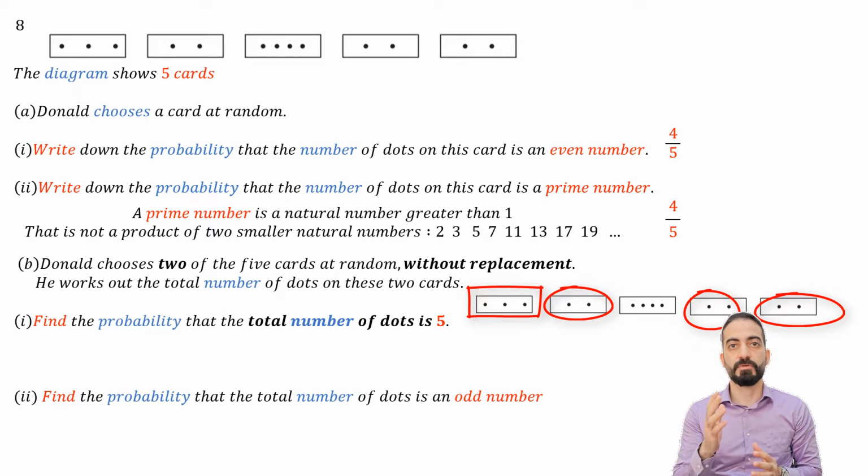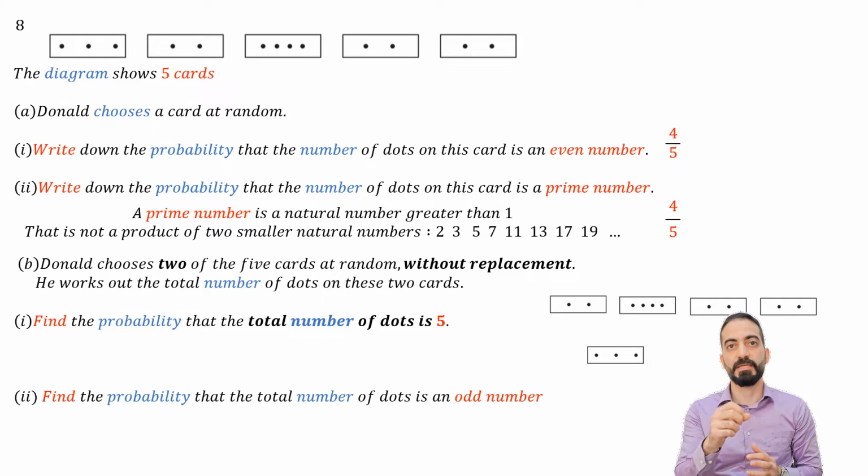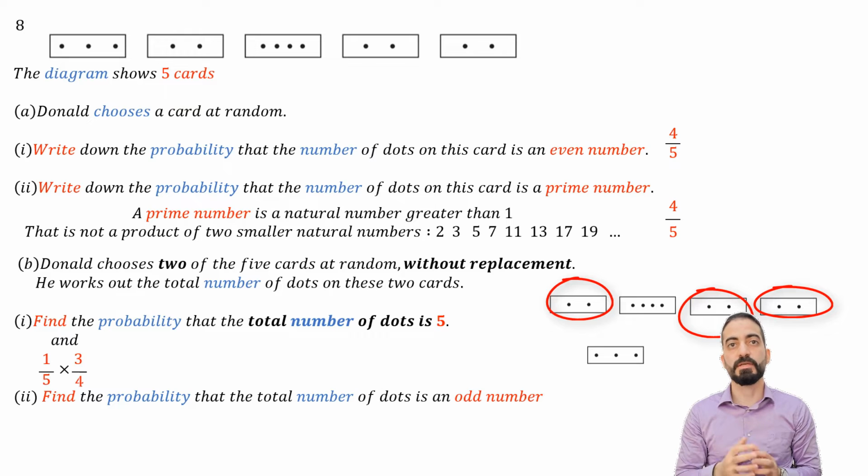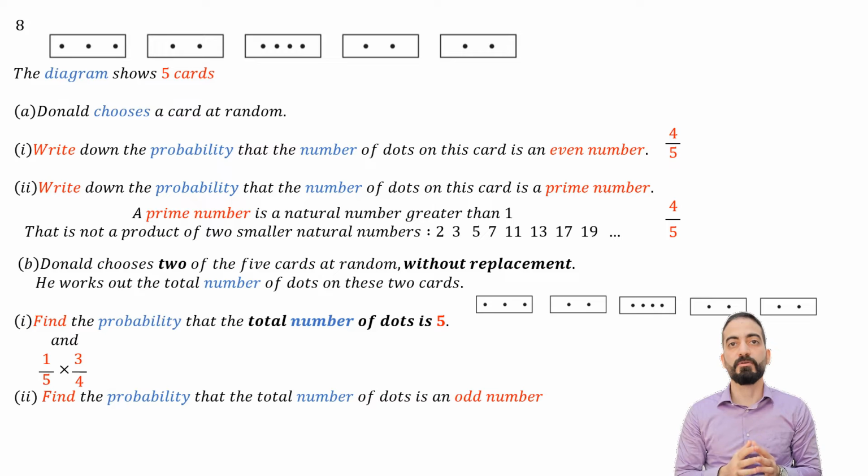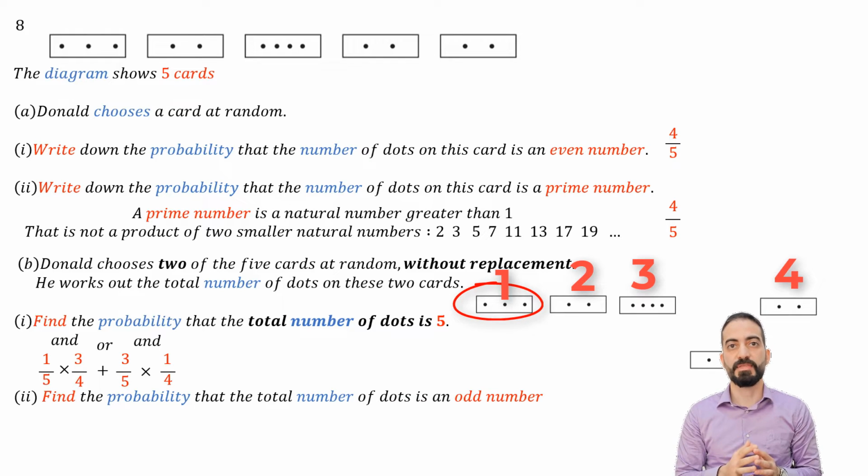This means that he chose a card with 3 dots, and there is 1 card with 3 dots out of 5. This means 1 over 5. And he chooses a card with 2 dots, and there are 3 cards with 2 dots out of 4. This means 3 over 4. Or he first chooses a card with 2 dots and then chooses a card with 3 dots out of 4. And in this way we have obtained the answer.